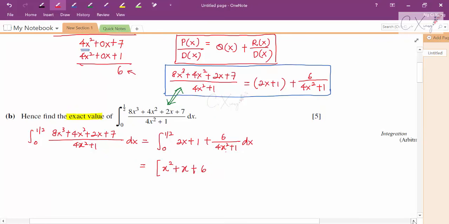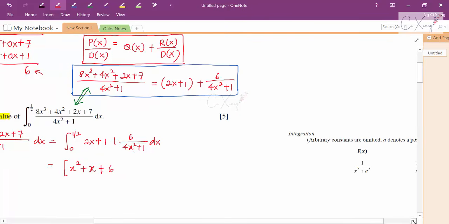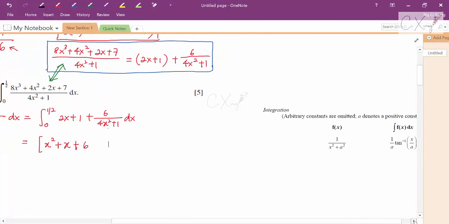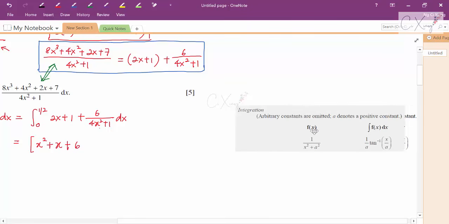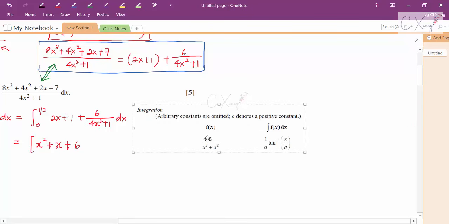For 1 over 4x squared plus 1, to carry out the integration, there's one very useful formula that we can use, and you can get this formula from the formula booklet. This is the formula provided by the formula booklet. If your function f(x) is like this, after integration this is what you will get. We have the same pattern here. Our question is 1 over 4x squared plus 1, and I want to integrate this.